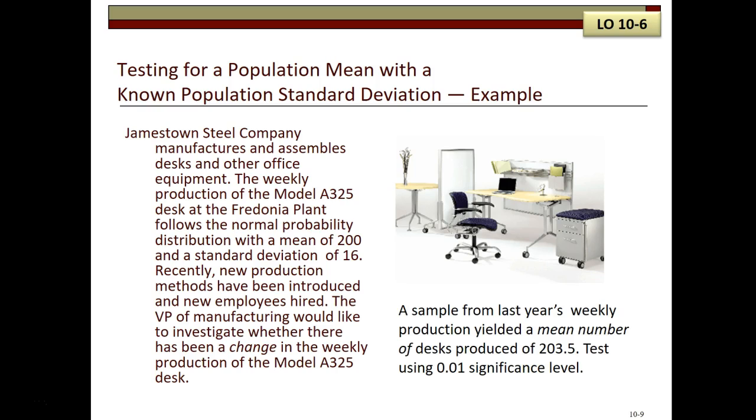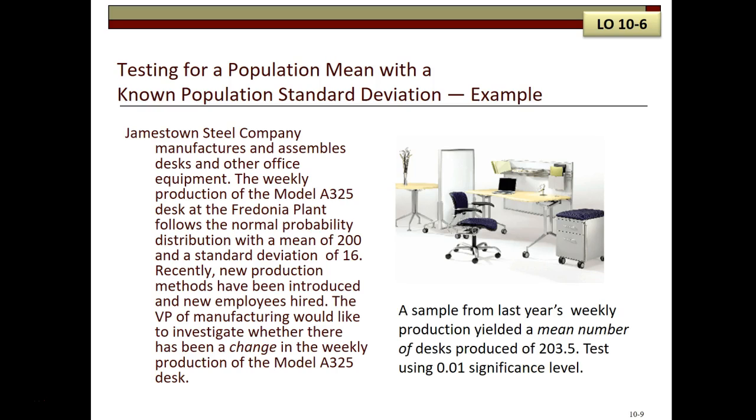As I'm reading this, I'm saying this company manufactures desks and other equipment. They have a lot of data, years and years of data. They know that the population mean is 200 and the population standard deviation is 16. It doesn't say population standard deviation, but the weekly production follows a normal probability distribution with a mean of 200 and a standard deviation of 16. So I know that data is coming from mounds of data that they compiled. It's population data. Right there, I know I'm doing a z-test. That's going to be my test statistic, a z, because I know the population standard deviation.